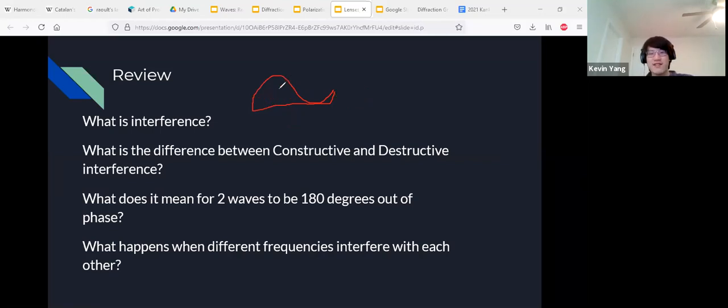And if we're completely in phase, right, then we're going to be 0 degrees out of phase. It's not even going to be out of phase because we're in phase, right? So it's when the two waves line up.